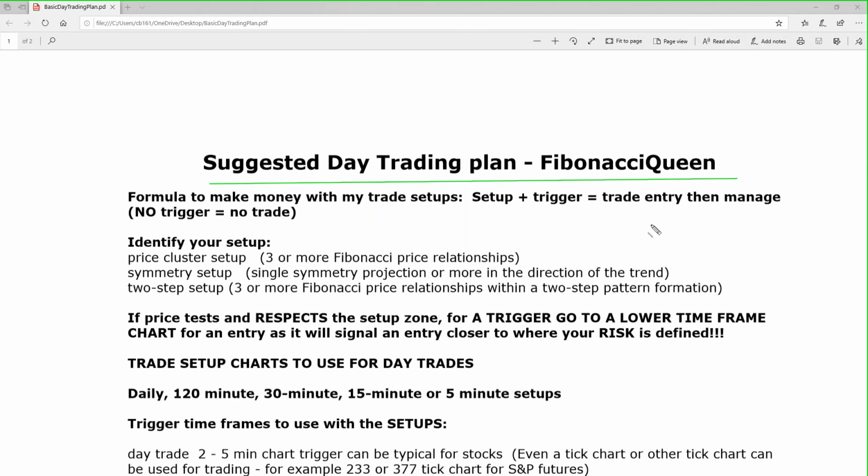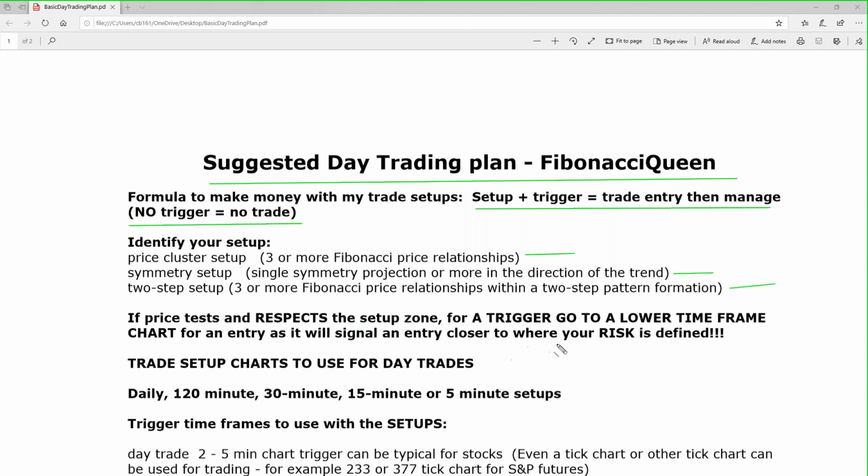Okay, so you always want to have the definition of risk in advance of taking the trade. So again, setup plus trigger equals trade entry, and then manage it. If there's no trigger, don't take a trade. And again, identify the setup. Is it a price cluster setup? Is it a symmetry setup? Is it a 2-step pattern setup?